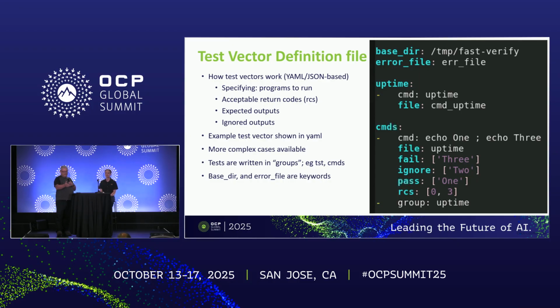Now for the commands, I have echo 1, echo 3. So then I can check for the output of that, right? If I see 3, it's going to fail. If I see 2, it's going to ignore that particular line. If I see 1, it's going to pass, right? And it'll allow for error codes 0 or 3. So if it sees either of those error codes, it'll allow it to pass. Now in this case, of course, fail is going to take the highest priority. So if it sees 3, it'll fail. So that's the definition of the input vector.